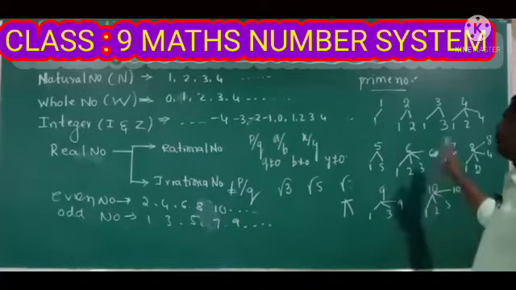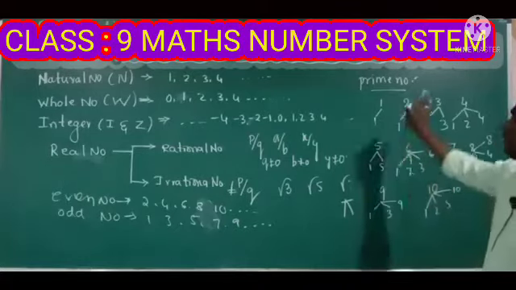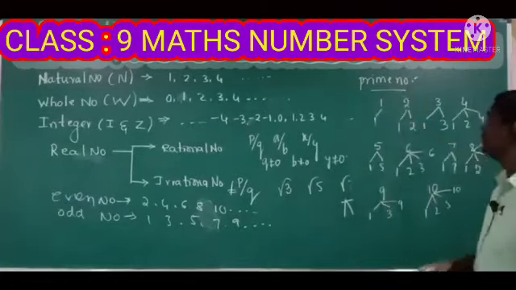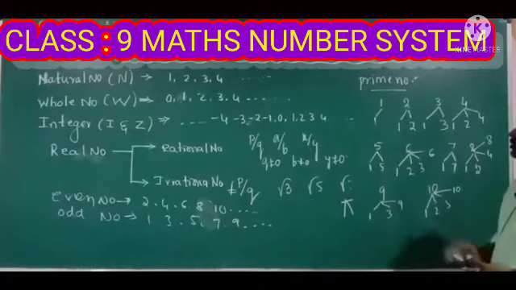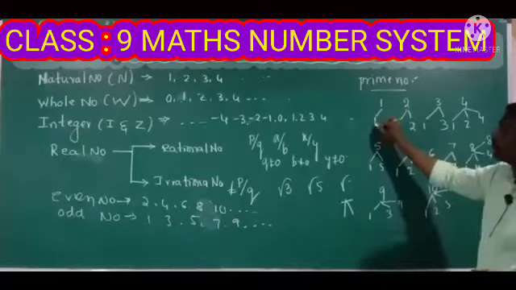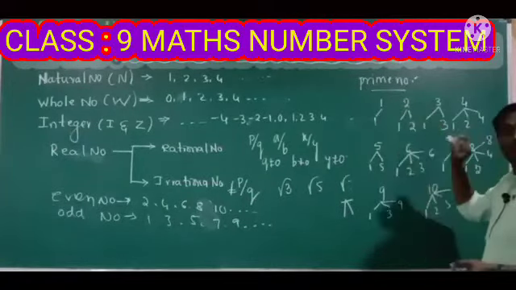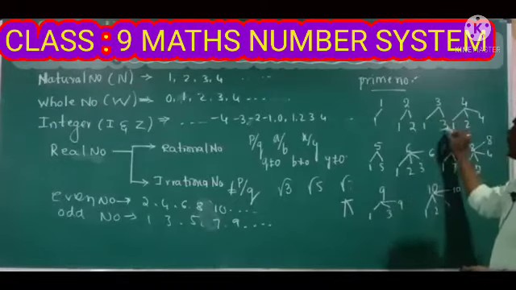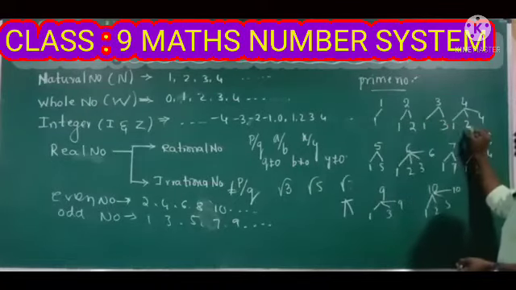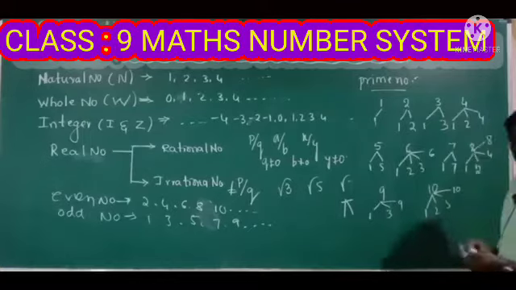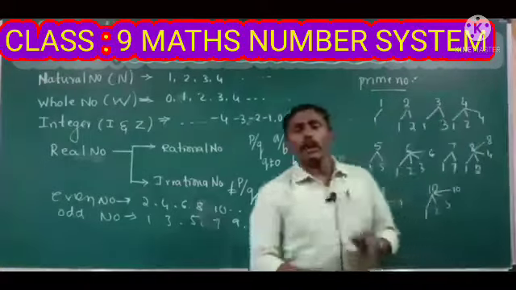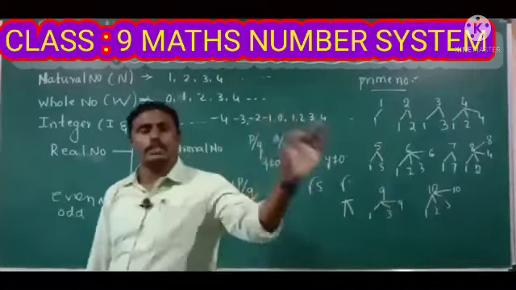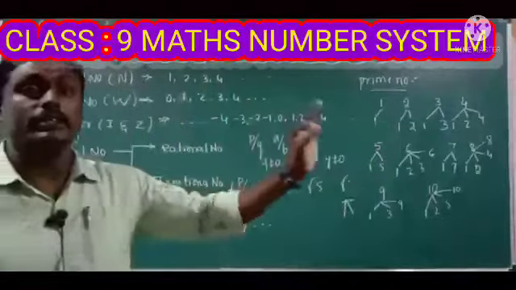You already know the natural prime numbers, right? So here 1 is divisible by 1 only, but 2 is divisible by 1 and 2, 3 is divisible by 1 and 3, 4 is divisible by 1, 2 and 4. Here the prime numbers are the numbers which are divisible by 1 and itself.